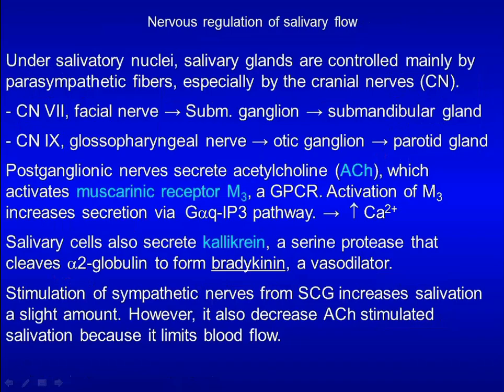This information is summarized in this slide. Here, I want to point out two aspects. One is postganglionic nerves secrete acetylcholine, which activates muscarinic receptor M3. It is a G protein coupled receptor. Activation of M3 increases secretion through the G-alpha-Q IP3 pathway, which leads to an increase in intracellular calcium level.